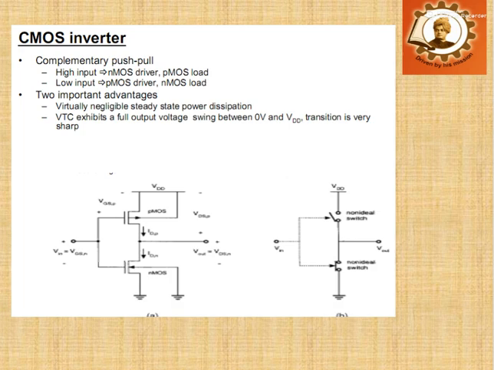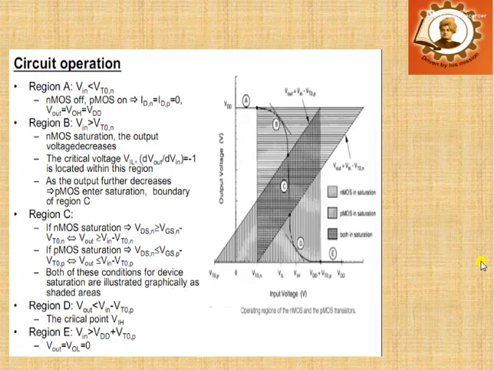Next, move on to our VTC curve. In this figure you have different regions, and these regions are denoted by regions A, B, C, D and E. For region A, Vin is less than Vtn. Vtn is nothing but the threshold voltage of your NMOS. So here NMOS will be off, PMOS on. So IDN equals IDP equals 0. So Vout equals VOH equals VDD, that means high voltage.